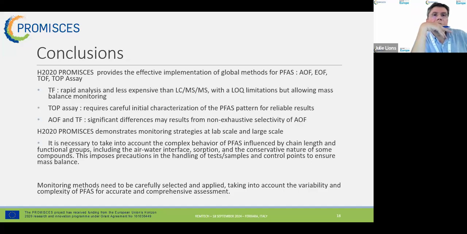So here, monitoring methods need to be carefully selected and applied, taking into account the variability and the complexity of PFAS for accurate and comprehensive assessment.